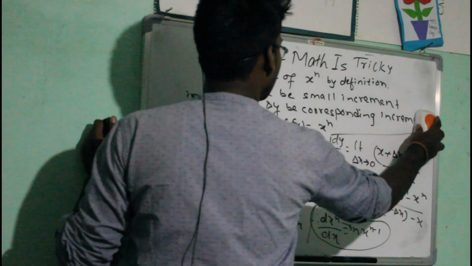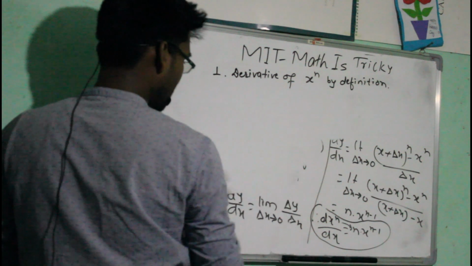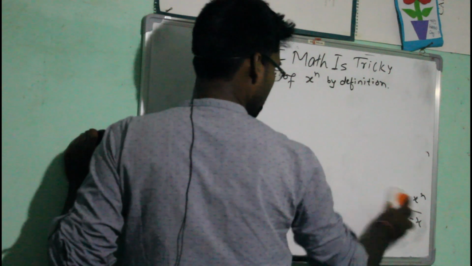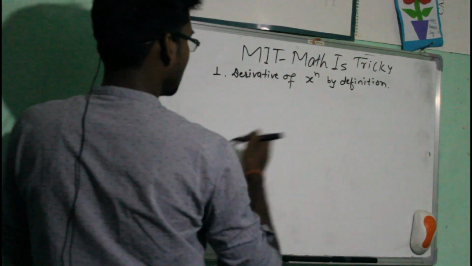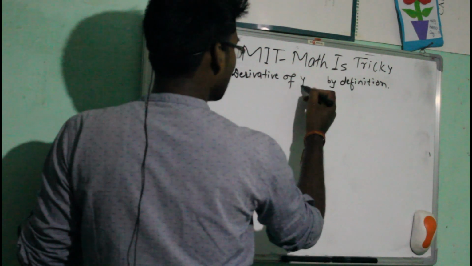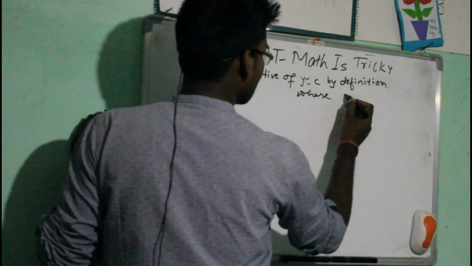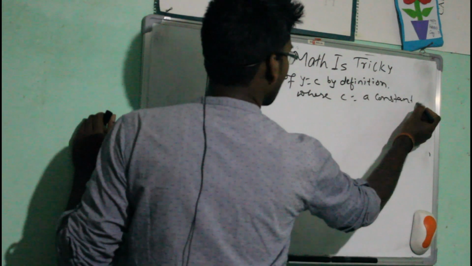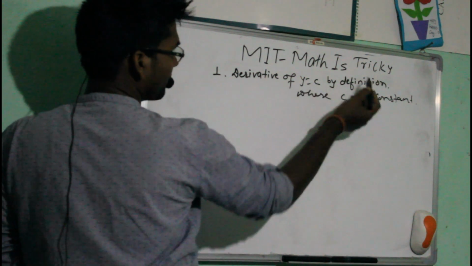So let's try another problem. In other problems I will not write this language; I'll skip some steps, so you can write the language. It is always the same. Let's find the derivative of y equals c by definition, where c equals a constant. How do we find the derivative of a constant function by definition?